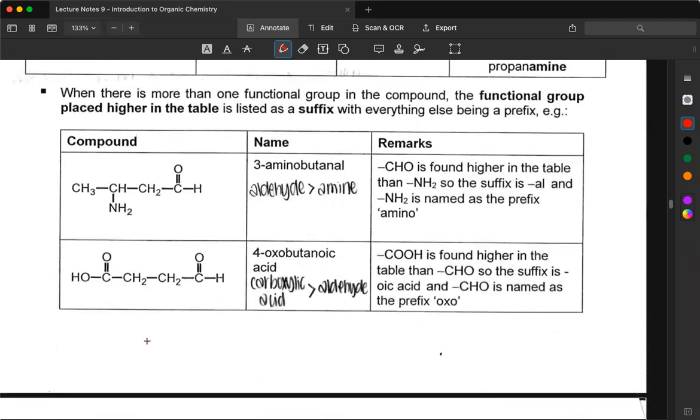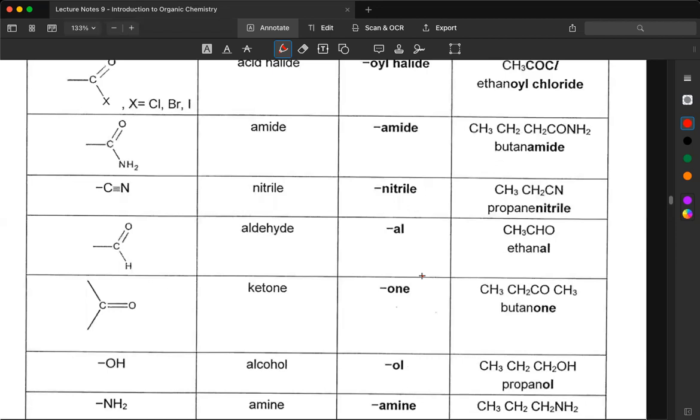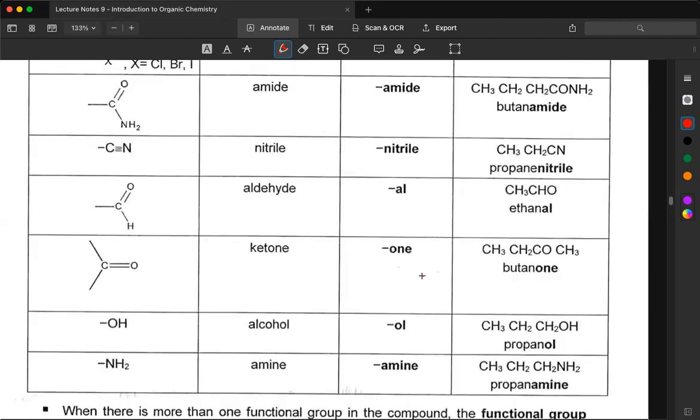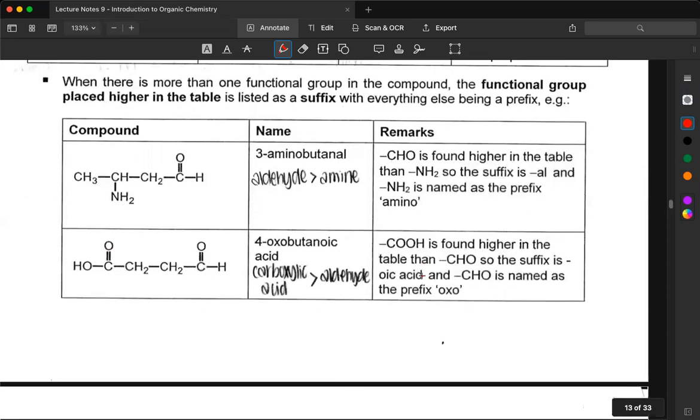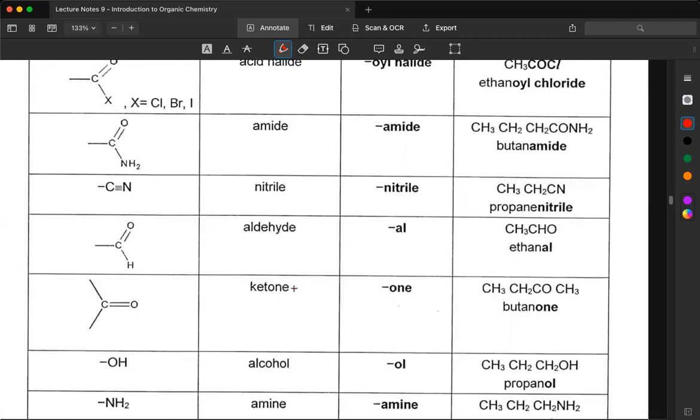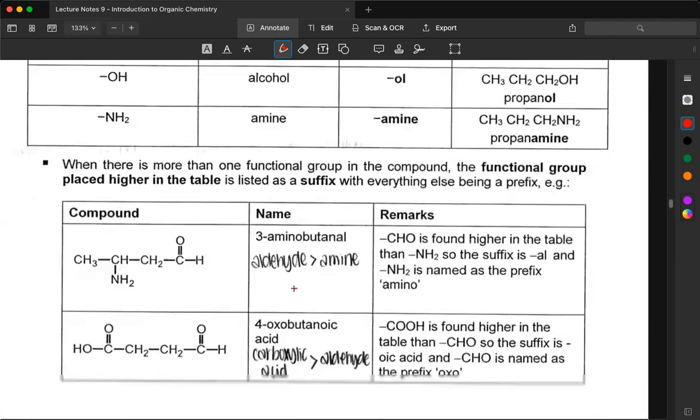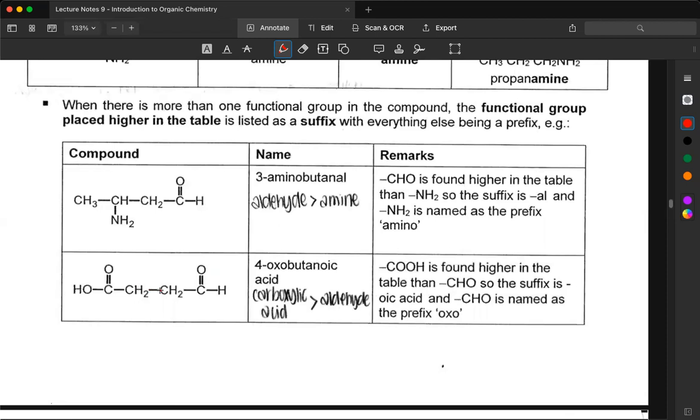As for this one, the acid COOH, carboxylic acid, is found higher in the table than CHO, the aldehyde. Correct. So the suffix is -oic acid and CHO is a prefix. So we call it oxo. So we call it 4-oxobutanoic acid.